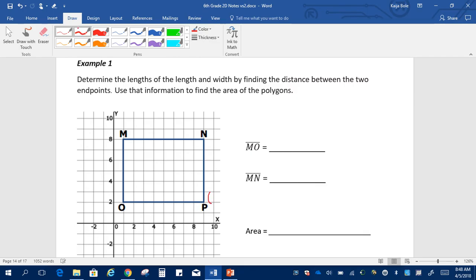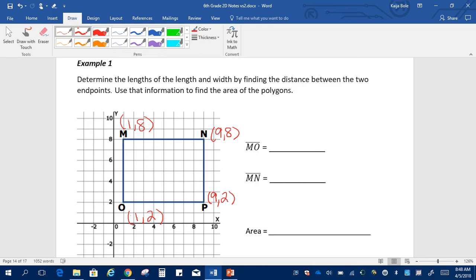So P, we go over to 9, so it's 9 comma, and we go up to 2. N, we go over to 9 and then up to 8. For M, we go over to 1 and then up to 8. And then O, we go over to 1 and then just up to 2. Labeling your ordered pairs will help us a lot. So we're going to use these to help us find the distance.